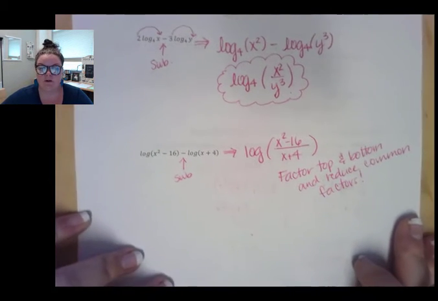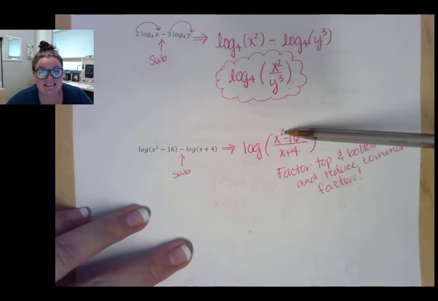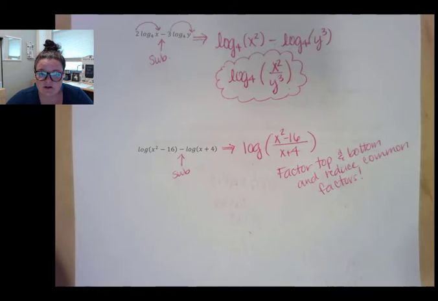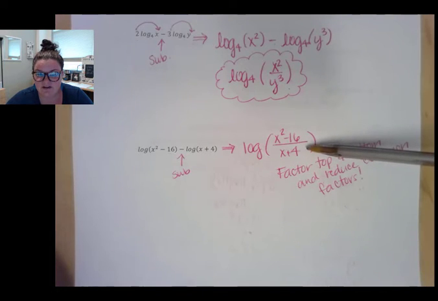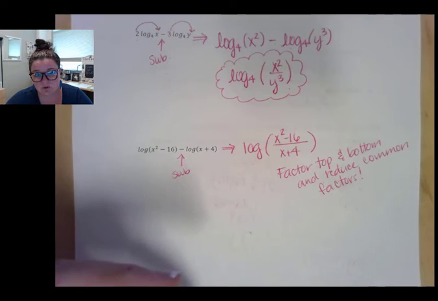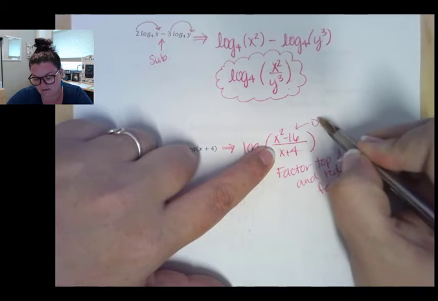Okay, so when we have a rational expression where we have at least an x squared, we can always look to factor to see if we can reduce common factors. Now, in my denominator here, I just have an x plus 4. There's nothing I can do to factor that, make it more simple, right? But on top, this is a difference of squares, right?